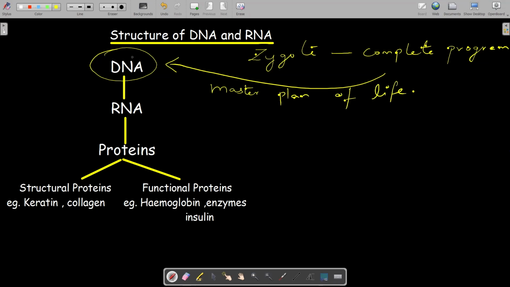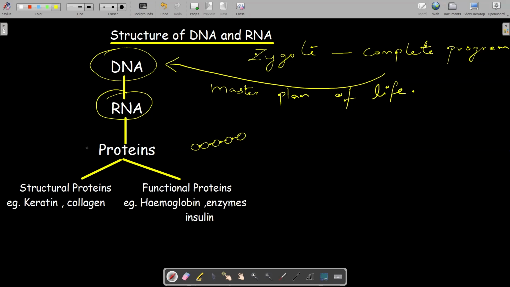And DNA expresses itself in the form of RNA. So the master plan is in the DNA, and the functional copies are in the RNA. And what does RNA do? RNA actually forms proteins. Now, what are proteins? Proteins are made up of amino acids. Like, these are amino acids, and this is a protein molecule.